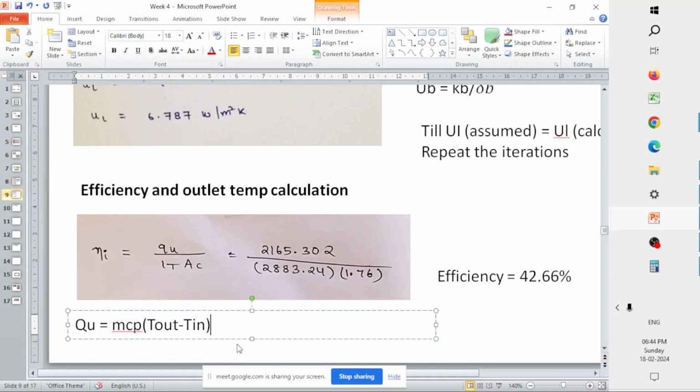So Qu is equal to m, that is 100 divided by 3600, into 4.18 kilojoule per kg Kelvin, the value of Cp for water, and T out, which we are supposed to calculate, minus T in. T in is the inlet temperature of the fluid, which is 60 degrees Celsius, so 298 plus 60, which is 358. So you can calculate the value of T out.